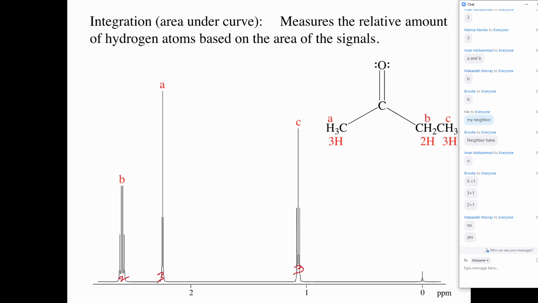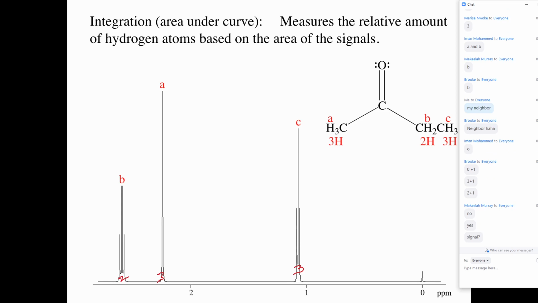So does that seem okay? There's 3 parts to it. So let me ask you this. What is the most important part? The signal, the splitting, or the area? So get a signal vote. Signal vote, area vote.